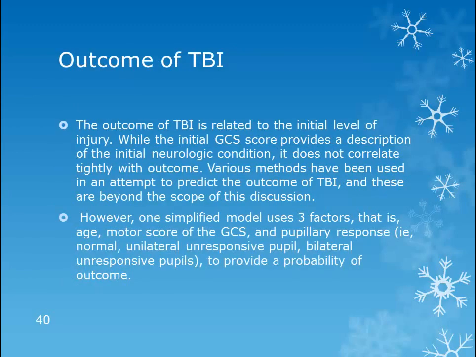The outcome of traumatic brain injury is related to the initial level of injury. While the initial Glasgow Coma score provides a description of the initial neurologic condition, it does not correlate tightly with outcome. Various methods have been used in an attempt to predict the outcome of traumatic brain injury, and these are beyond the scope of this discussion. However, one simplified model uses three factors: age, motor score of the Glasgow Coma Scale, and pupillary response (normal, unilaterally unresponsive pupil, bilateral unresponsive pupil) to provide a probability of outcome.